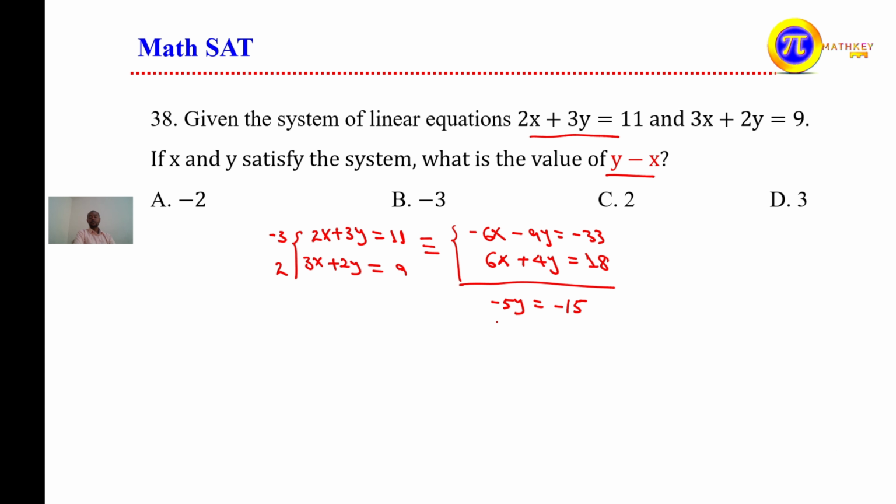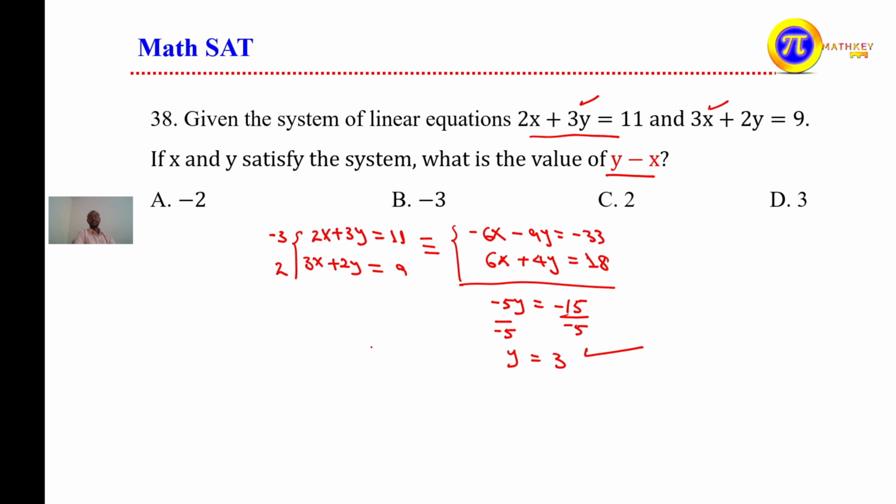To find y, divide both sides by negative 5. What is the value of y? Y is equal to 3. We obtain the value of y, that is 3. Since y is 3, we can substitute y in either the first equation or the second equation to find the value of x.